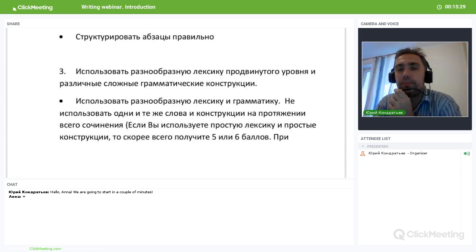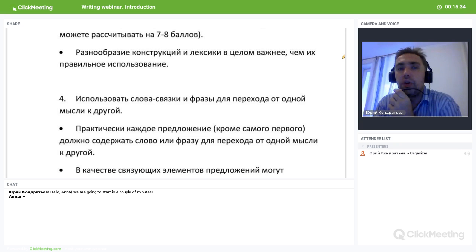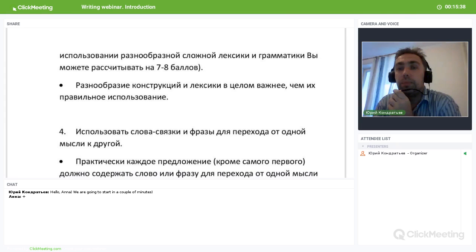Well, more or less correct. Right. So, by the way, using a variety of grammar constructions is more important than accuracy of using these constructions. So, of course, ideally, you should use a variety of constructions and use them correctly. But for instance, to score band 6 or 5.5 maybe, if you use various constructions, it's more important than using all of them correctly.